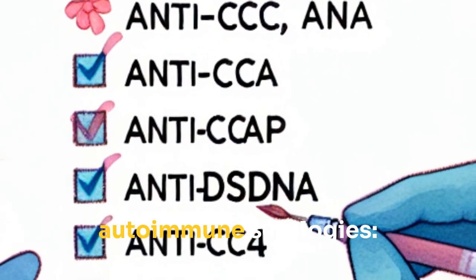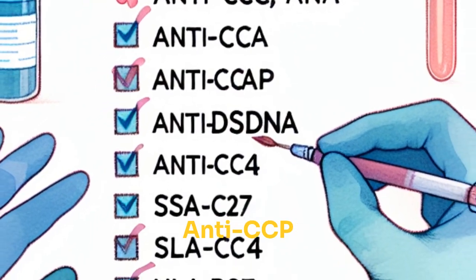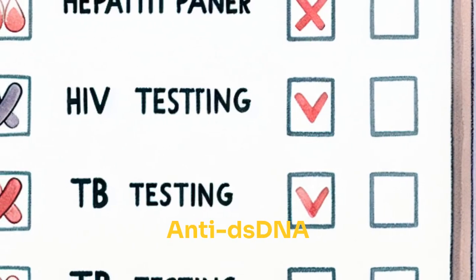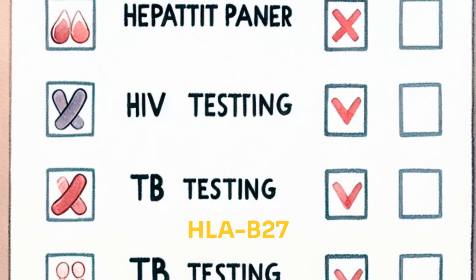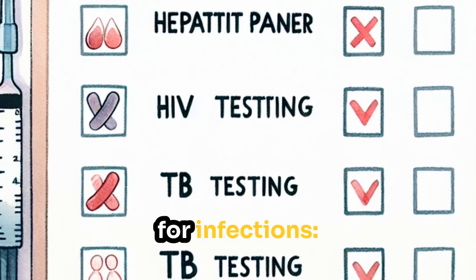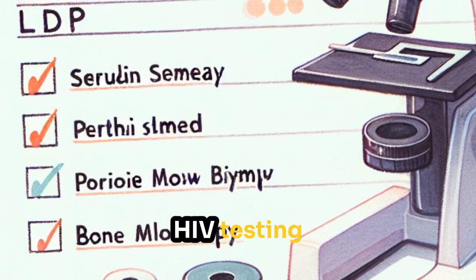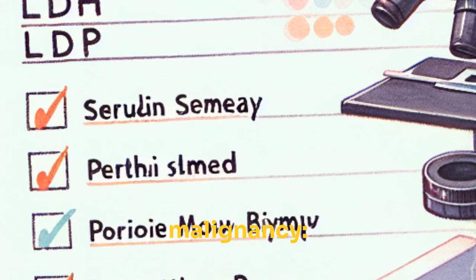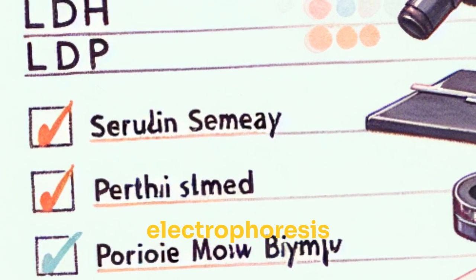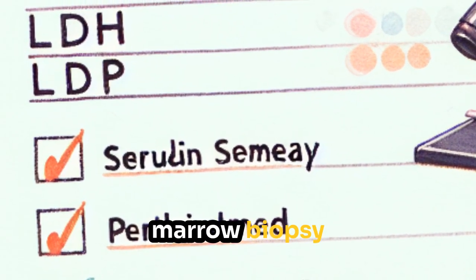Next, consider autoimmune serologies: ANA, rheumatoid factor, anti-ANCA, anti-dsDNA, C3 and C4, SSA, SSB, HLA-B27. Then assess for infections: blood cultures, hepatitis panel, HIV testing, syphilis serologies. To evaluate for malignancy: serum protein electrophoresis, LDH, peripheral smear, and possibly bone marrow biopsy.